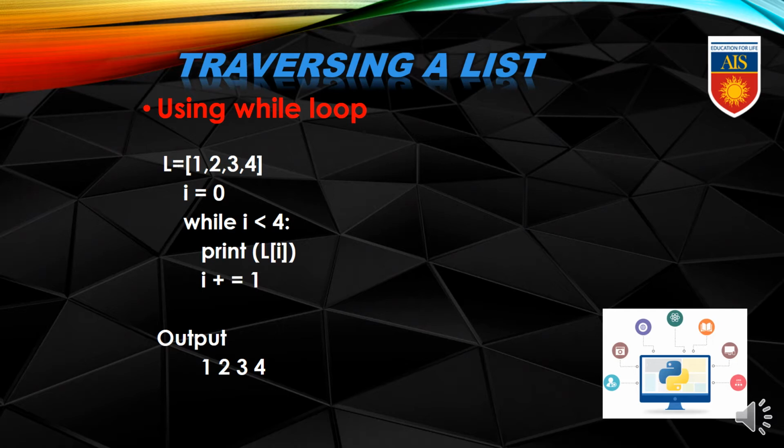How will it print 1 2 3 4? That explanation is important for us, so we will see this first. L equal 1 2 3 4, that means we have assigned a list with integer data type. Fine. i equal 0, that means our index value starts from 0 only. Always, as I said, index will be 0. Next is while i less than 4, that means the condition is when our index value is less than 4.